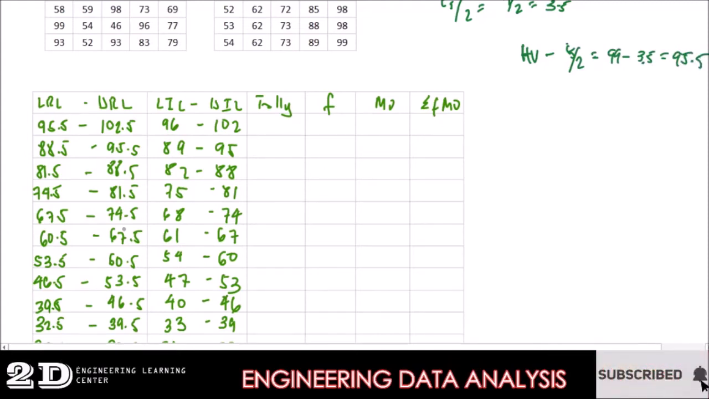Then we just add the interval, which is 7, so 95.5 plus 7 is 102.5, and so on and so forth. Then for the integral limit, we just round up the lower real limit and round down the upper real limit. So now we will go directly to the tally.